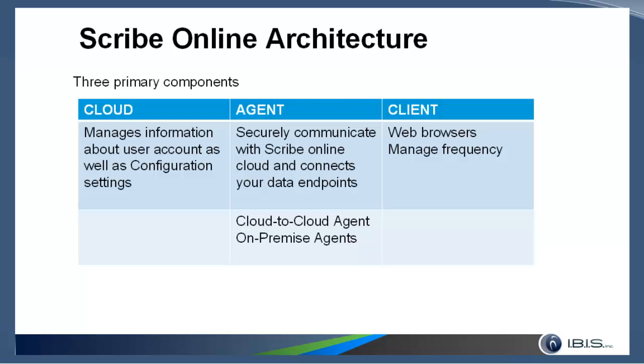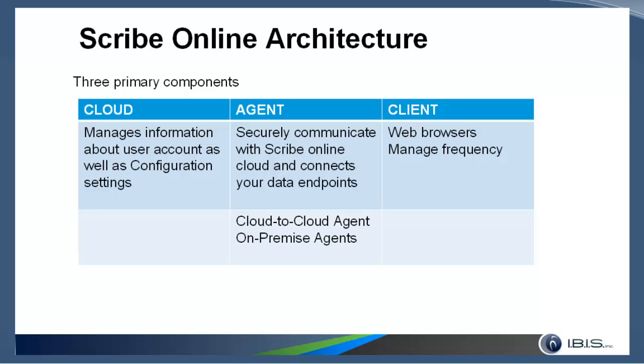So the Scribe Online architecture consists of three primary components. There's a cloud component which manages the information about the user as well as the configuration settings for all the solutions and integration solutions that you create. And we'll walk through that when I do the demo.